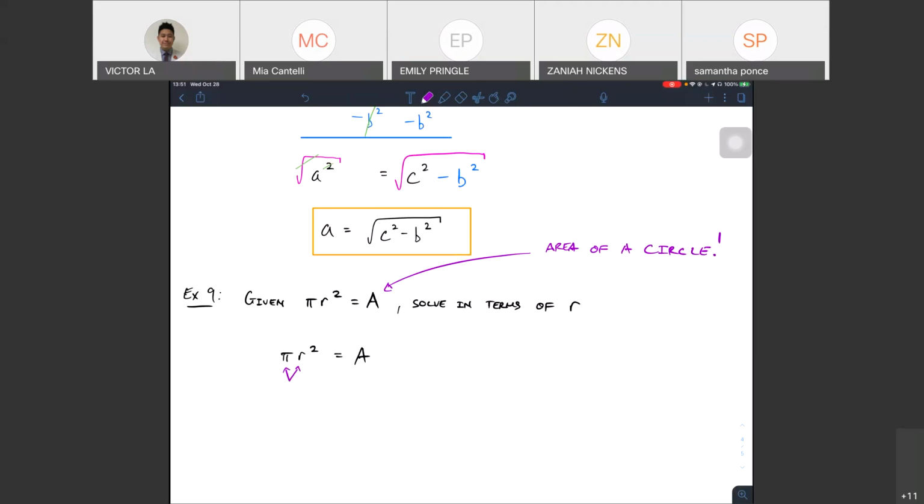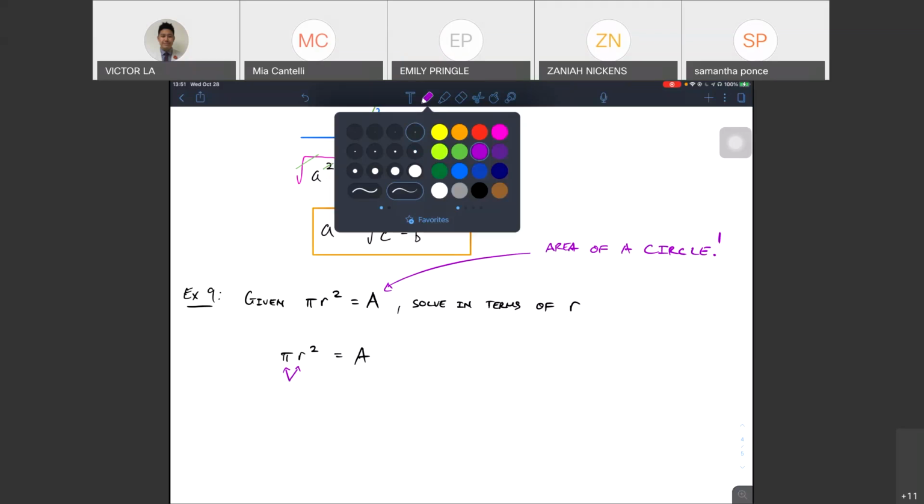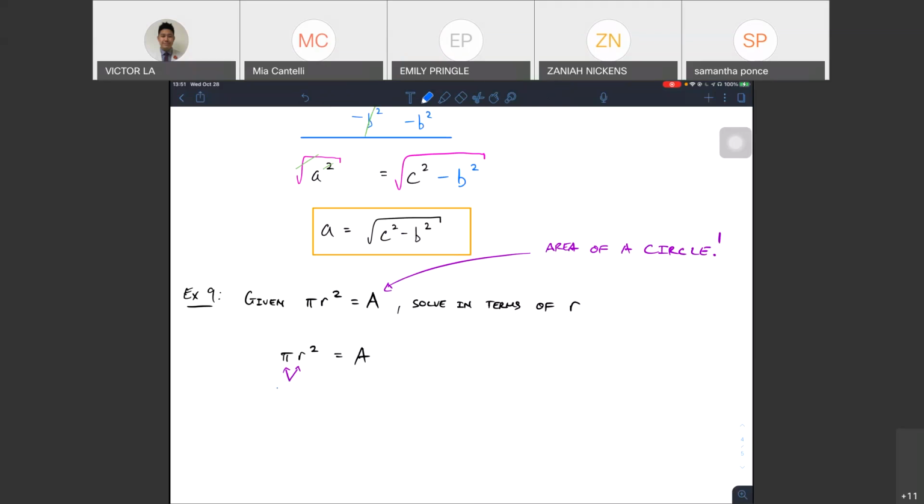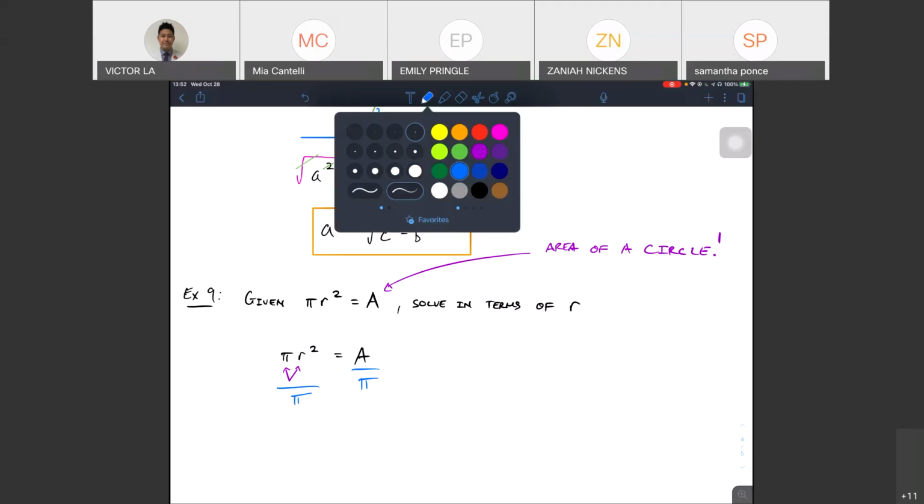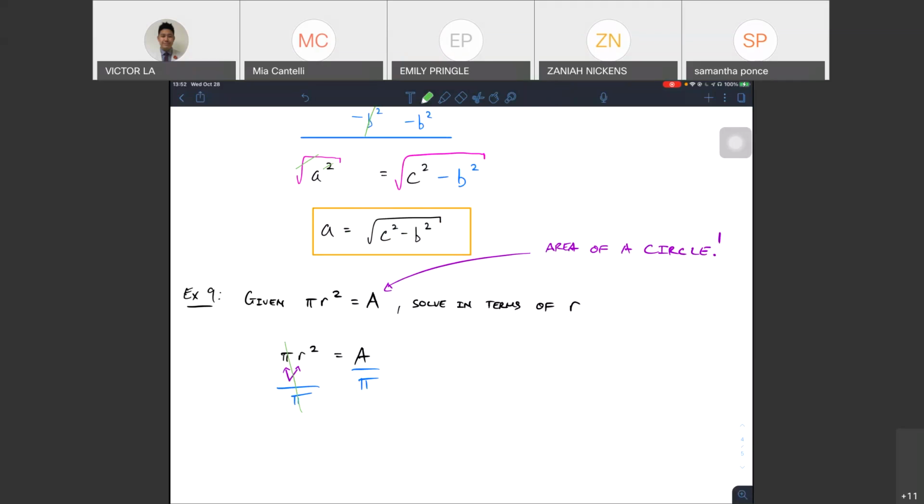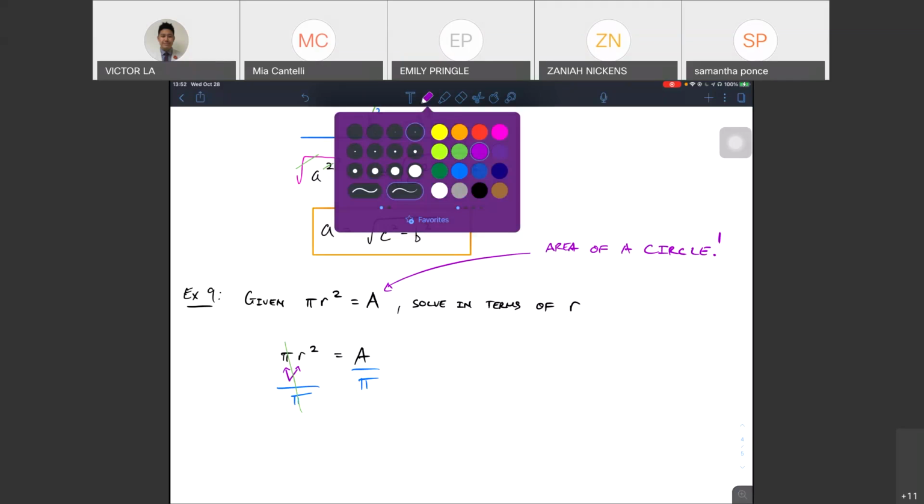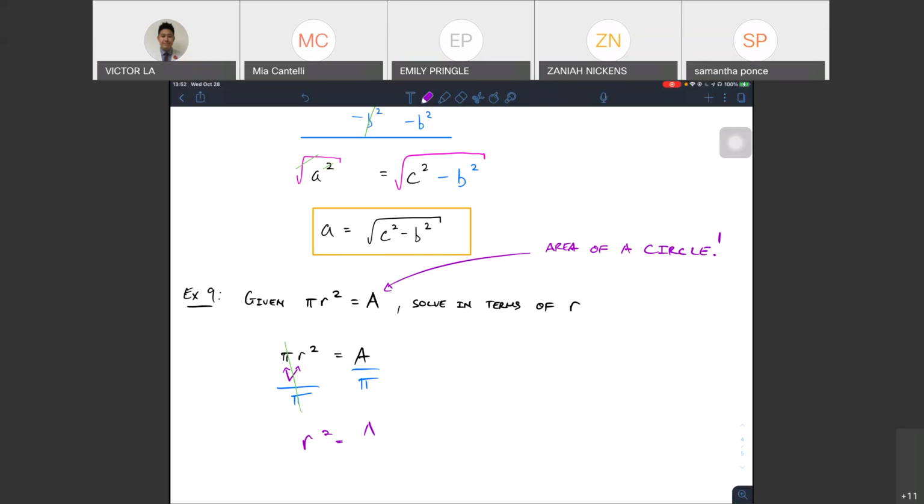what are they doing? What's that operation called? Isn't it multiplying? Yep. So what I was going to say, it's multiplying. So what's the opposite of multiplying? Dividing. Yeah, so you actually have to divide here. Don't subtract. So you divide by pi, and you divide by pi. So then the pi cancel. So then we're left with r squared equals a over pi.